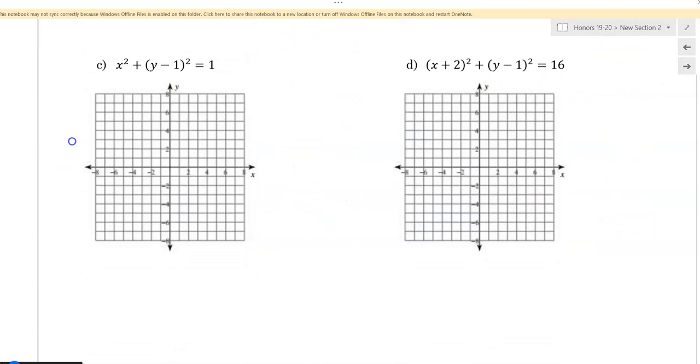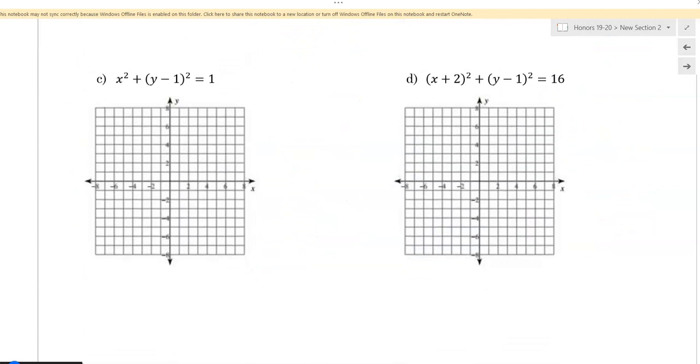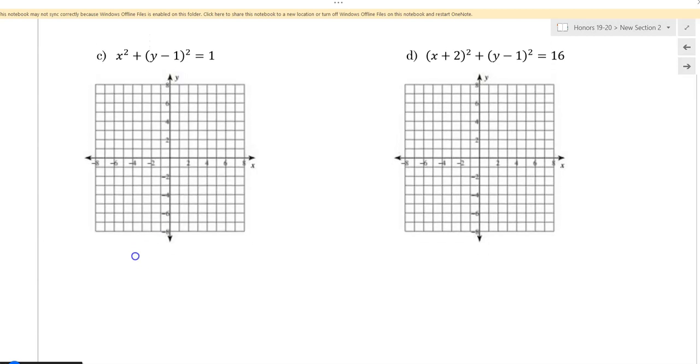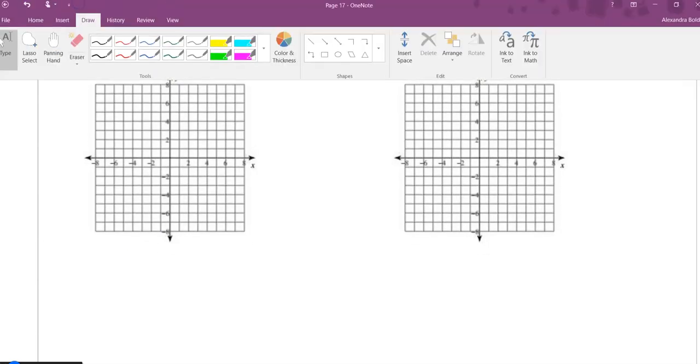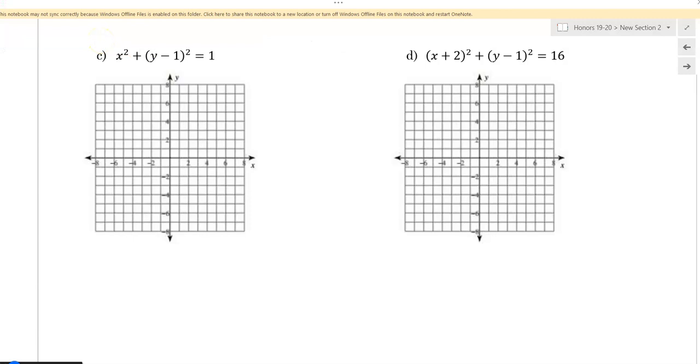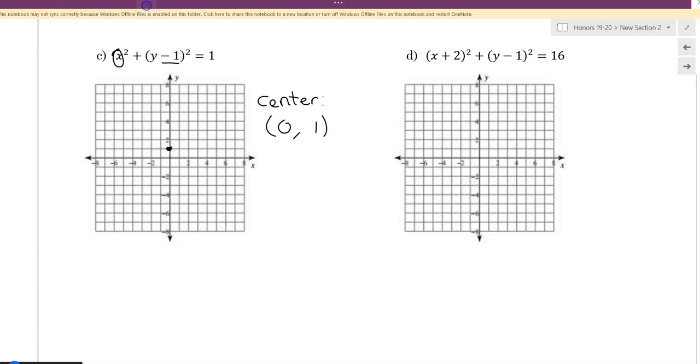All right, same thing for these. I'm going to change D a little bit. So our center is, right, what's with x? Nothing's with x. What's with y? -1, so it becomes 0, 1. So I don't move left or right, I go up 1. There's my center.